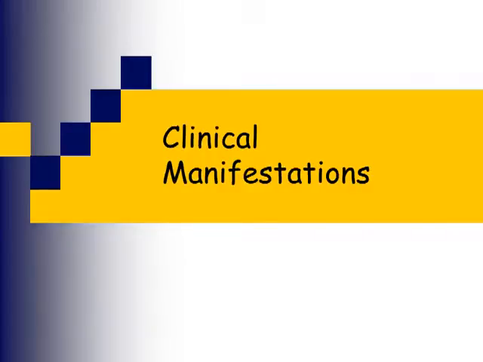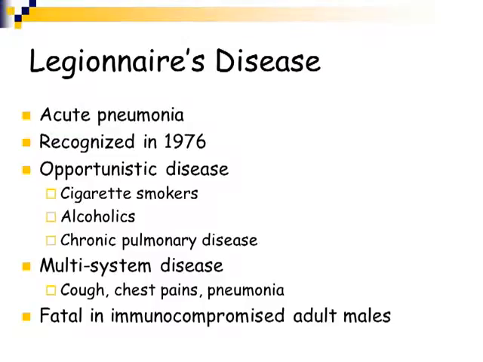We're going to talk about the clinical manifestations of Legionella. So Legionella pneumophila causes Legionnaire's disease, and this is an acute pneumonia. It was recognized in 1976, and how it was recognized is there was an American Legion conference in the late 70s, and numerous individuals at this conference ended up being hospitalized with a pneumonia.